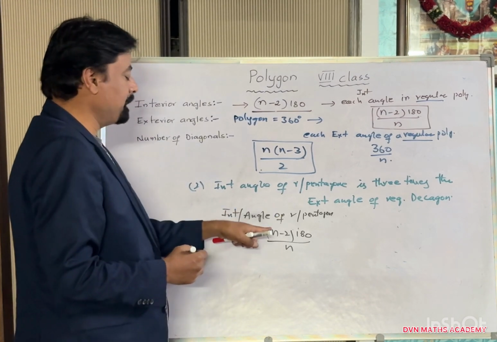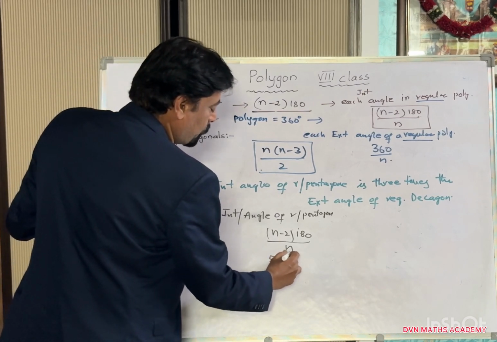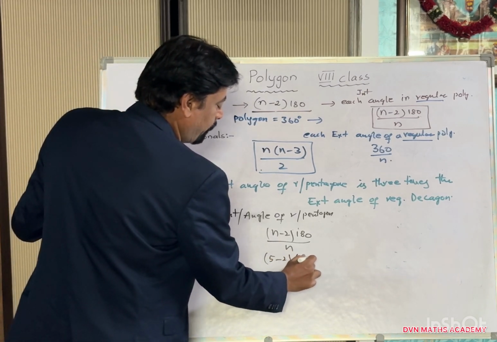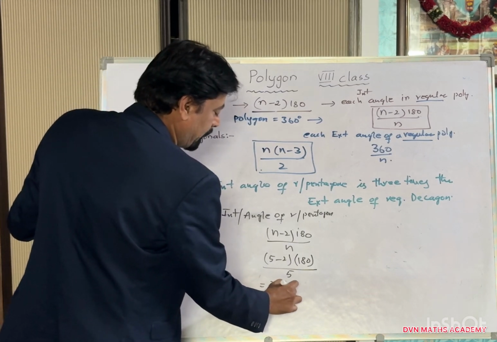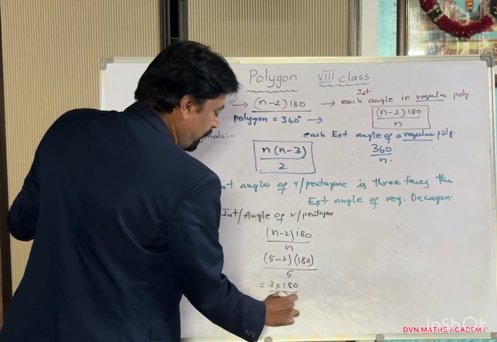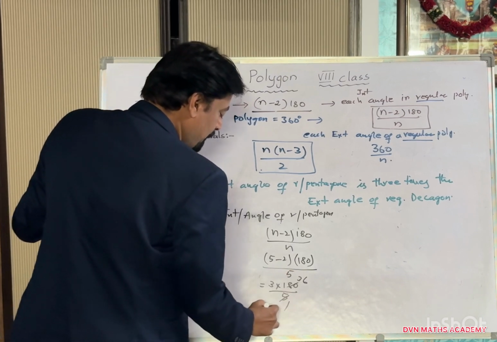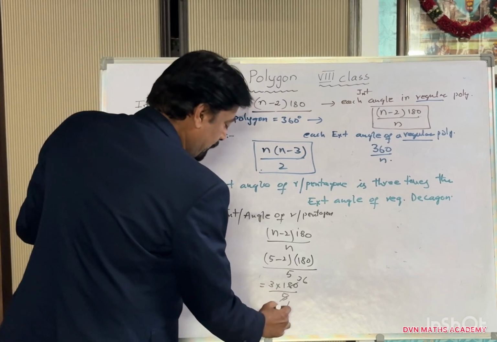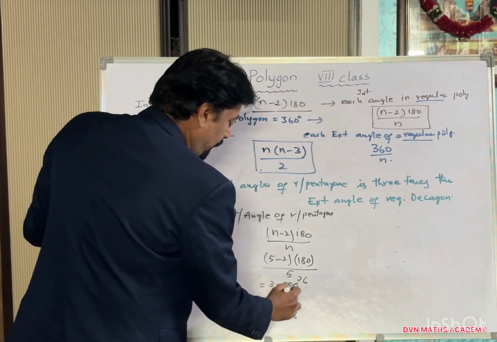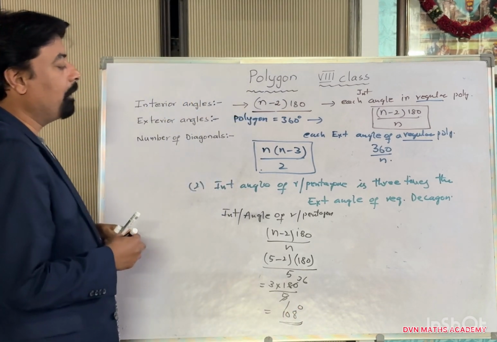So here pentagon is given. So you write n is equal to 5. That is 5 minus 2 into 180 by 5. This will become 3 into 180 by 5. If I divide this, 5 sixes are 30 and 6 are 36. So this is 3 into 36, that is 108 degrees. This is the interior angle of a regular polygon.